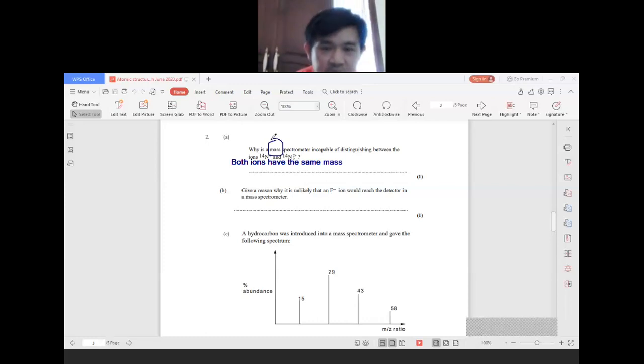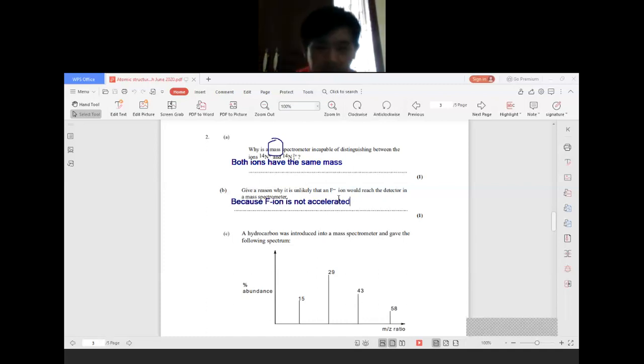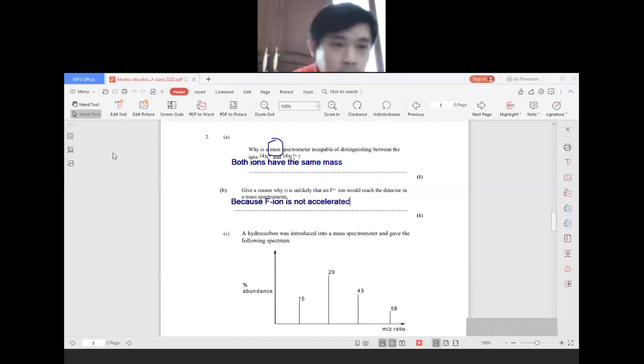Now B, give a reason why it is unlikely that F negative ion would reach the detector in a mass spectrometer. Unlikely means it's not happening, because the F negative ion is not accelerated. Okay, because the F ion is not accelerated.